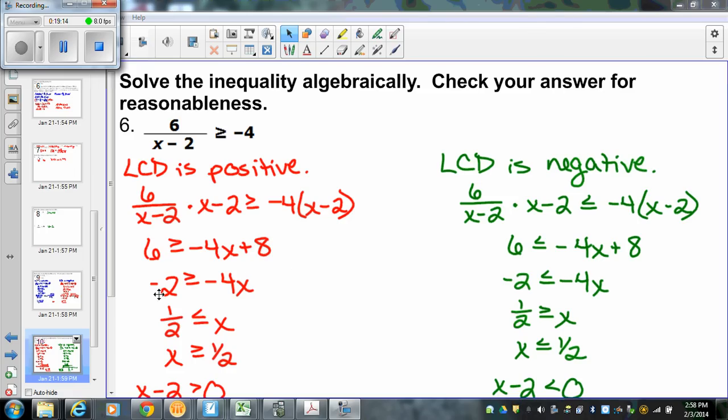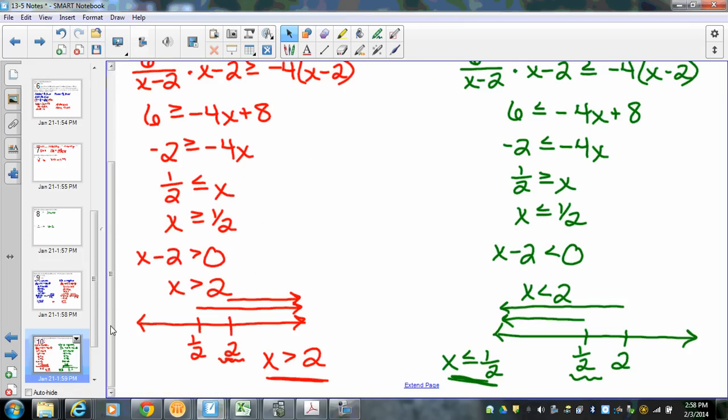Then I subtracted the 8 over. That gave me negative 2 is greater than or equal to negative 4x. Then I divide by a negative 4, which does flip my inequality. And I end up with 1/2 is less than or equal to x, or flip it all around, x is greater than or equal to 1/2. But then I also have to look at, if the LCD is positive, that would mean that x minus 2 is greater than 0, or x is greater than 2.